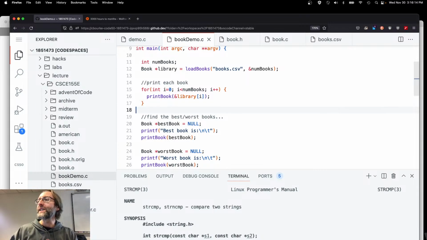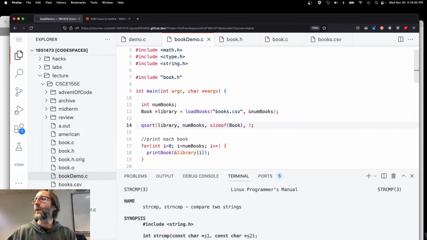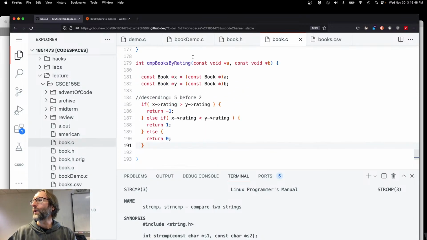All right, so here's print each book. Before I print each book, let's go ahead and sort it by rating. Q sort. Right? What's the first thing I give to Q sort? The array that you want to sort, that's library, my library books. How many things are in there? Num books. How many bytes does a book take? 4? 8? I have no idea. What does know? Size of book. Right, there we go. And then what comparator do you want to use? The comparator that I made over here.